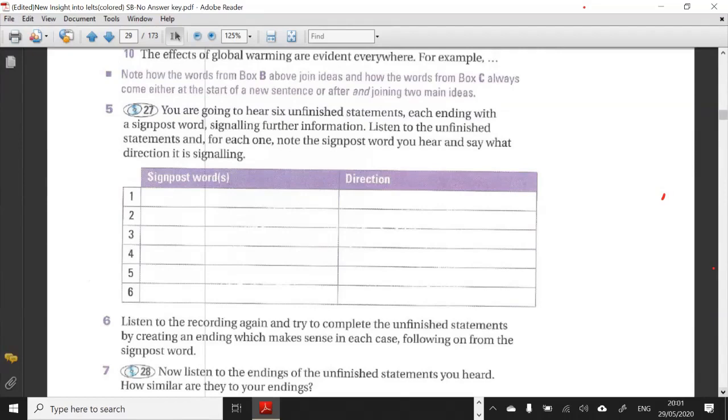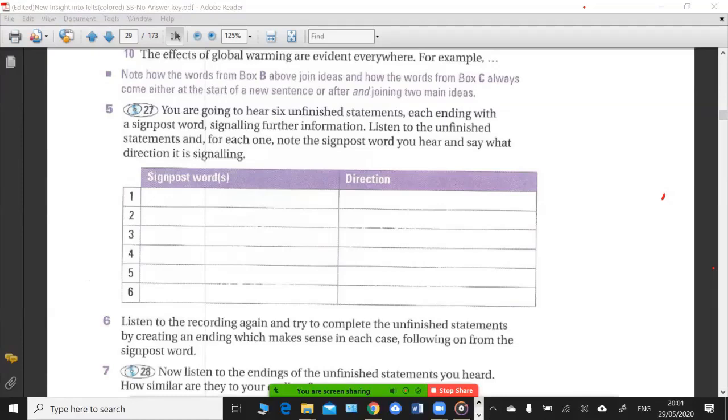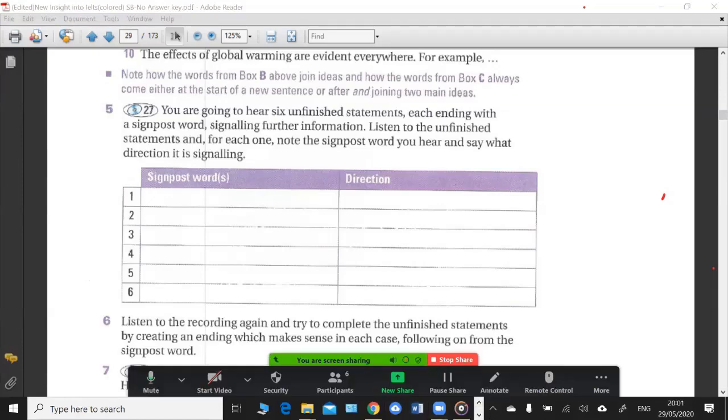I will guide you in the first one. Don't think that this is hard. It's simply quite easy. Once we start the listening, you will understand. Just for a few seconds, I want you to look at question 5 again. Read the statement before I play the listening.